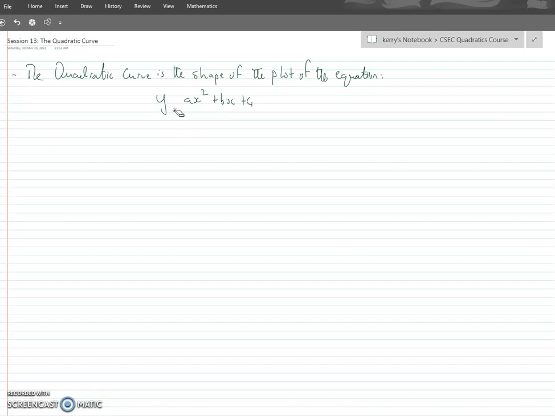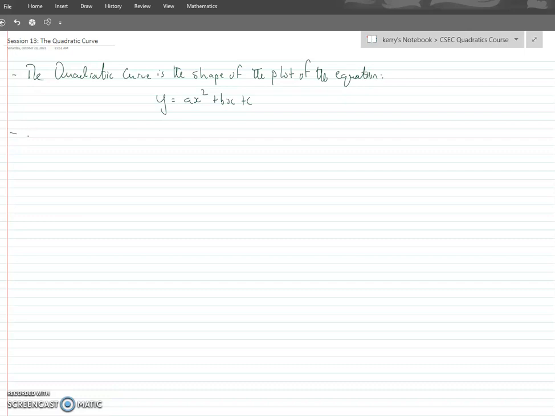Now, we're not dealing with plotting graphs here. That's a fairly straightforward skill, right? And if you need assistance with plotting graphs, send me a comment in the comment section, and I will actually help you out with it. I will send you a link to a video where you can find that. But right now, we are dealing with a sketch.